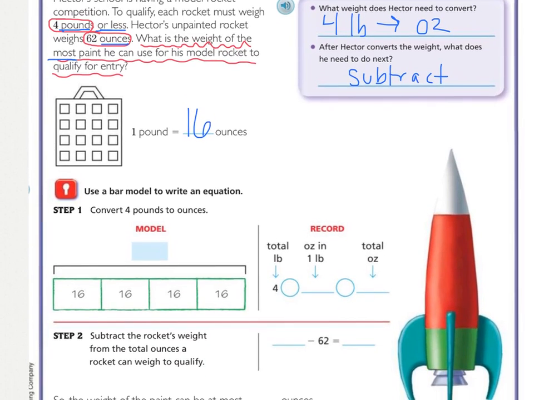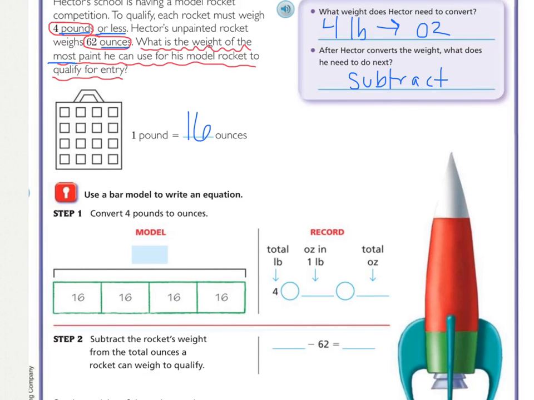And we have our equation, the model, and the recording. So we are converting 4 pounds to ounces. So here's 1 pound, 2 pounds, 3 pounds, 4 pounds. And we know that each of these is 16. So if you added all those up, or you multiplied 16 times 4, you would get 64 ounces.